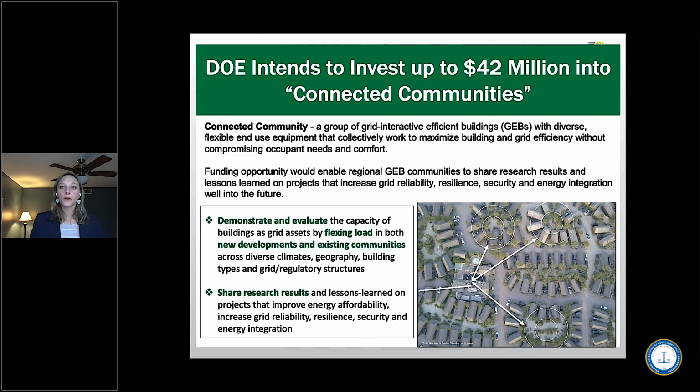DOE is also offering $42 million in funding. They have announced their notice of intent to fund this Connected Communities project, which is really a grid interactive efficient buildings pilot. And the project will demonstrate and evaluate the capacity of buildings as grid assets by flexing load in new and existing communities in diverse climates, geography, building type, and regulatory structure. And if you'd like more information on the funding opportunity announcement when it comes out, there's some details on the next slide, which is slide 35.